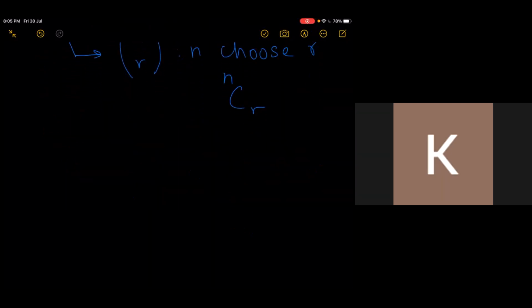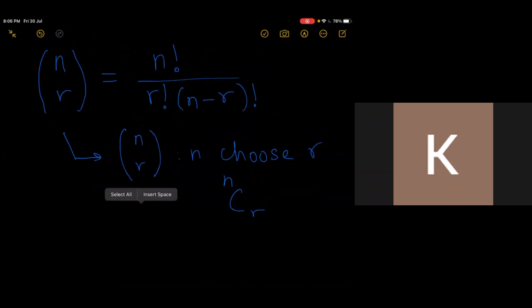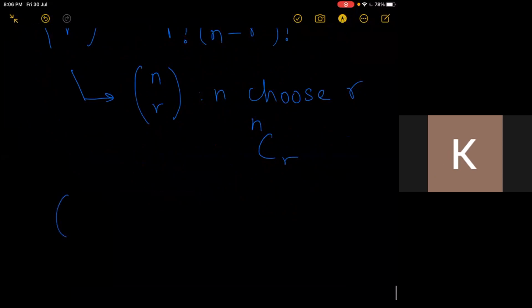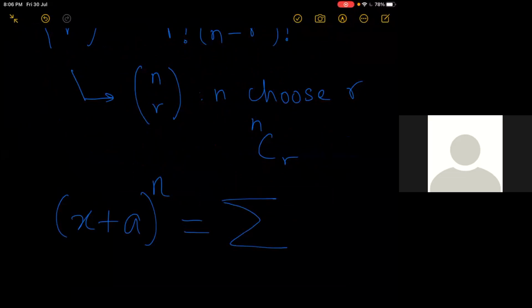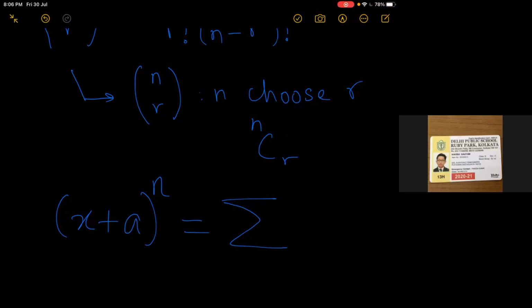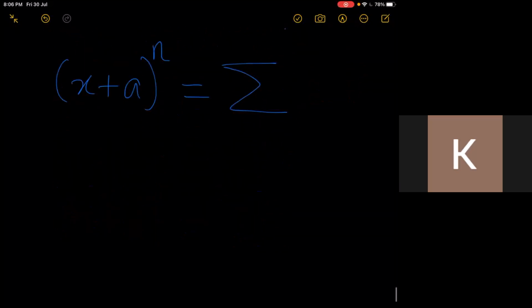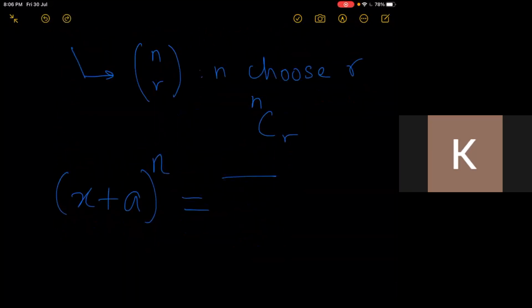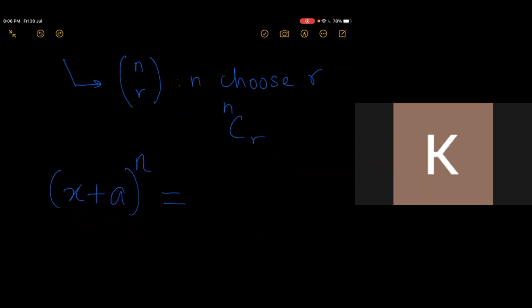Okay, so what is the binomial theorem? The theorem is: x plus a, whole to the power n. Everyone knows summation notation, this sigma? Anyone who does not know, please tell me. Okay, everyone knows.